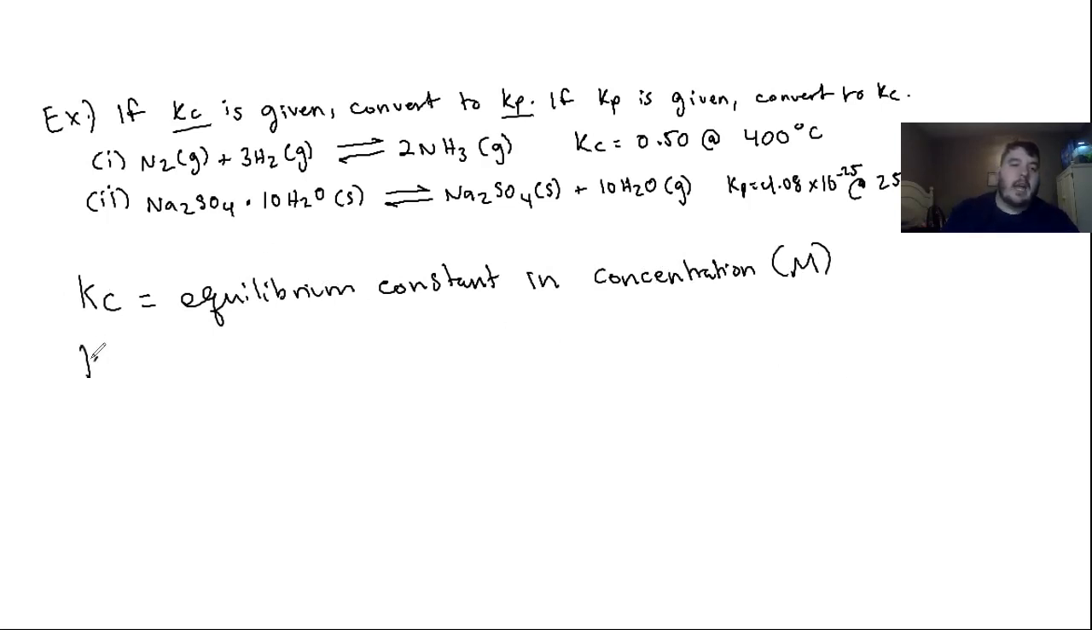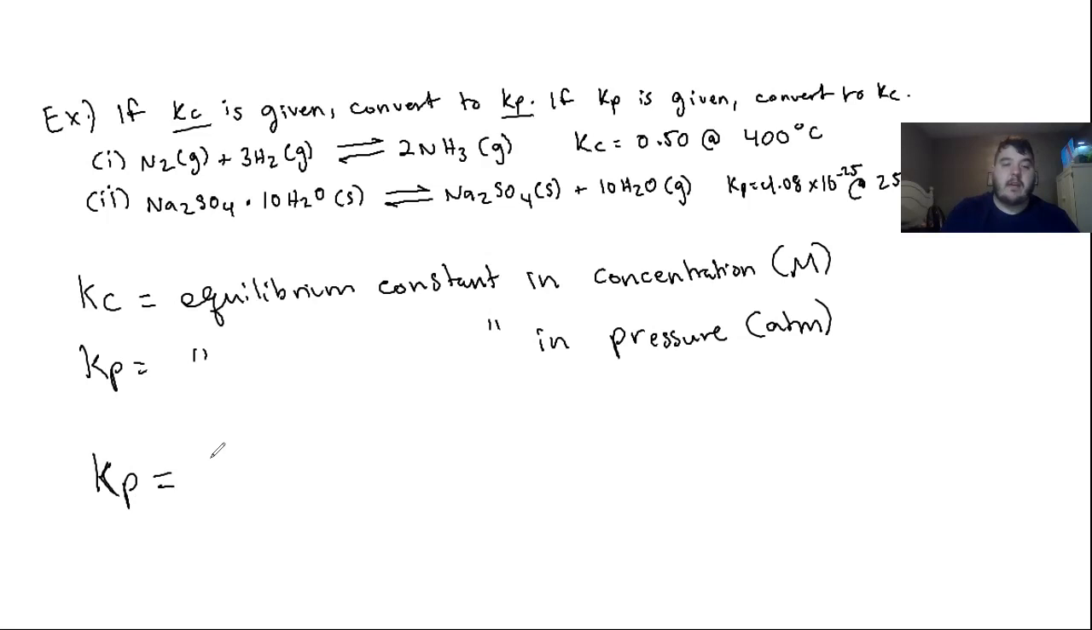So what about Kp? Well, Kp is the same thing, but this time it's in terms of pressure, or otherwise atm, atmospheres. So obviously these are two different types of equilibrium constant, but how are they related? We can put these two together in an equation to relate the two. We can determine that the equilibrium constant in terms of pressure can be found by taking the equilibrium constant in terms of concentration, multiplying by RT.